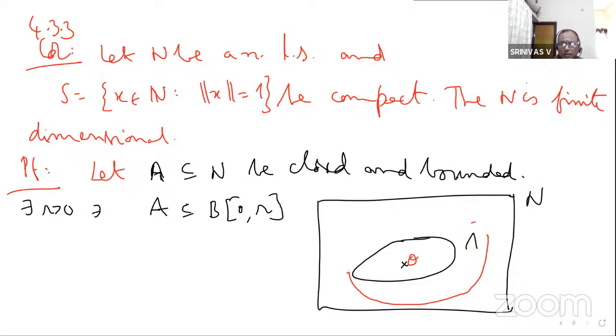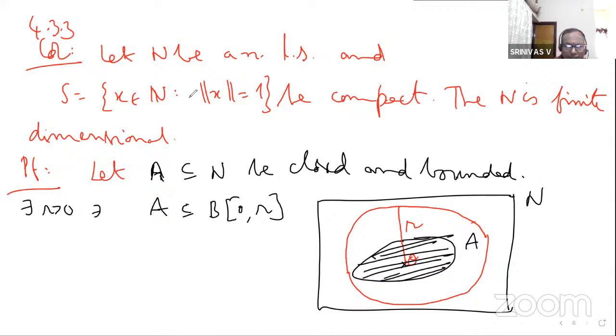Inside that circle, now you assume this red one is a sphere. The radius of this is a small r. This is small r, and this is big A. A will be a subset of this closed sphere. This is B of 0, r. This can also be written as S_r of 0. Like that you can write. Now what happens?